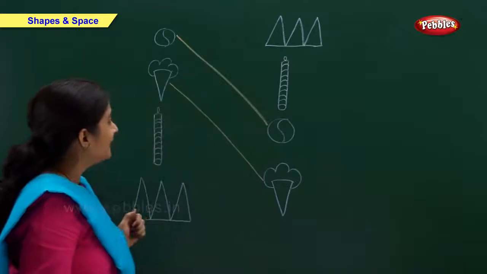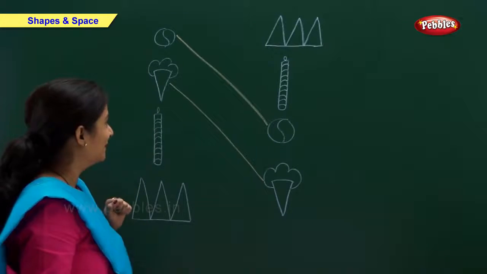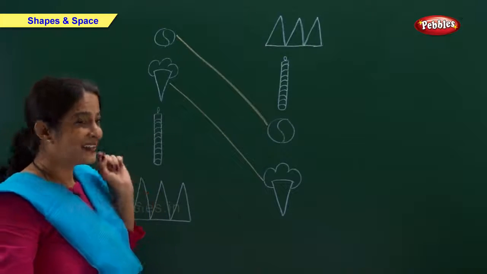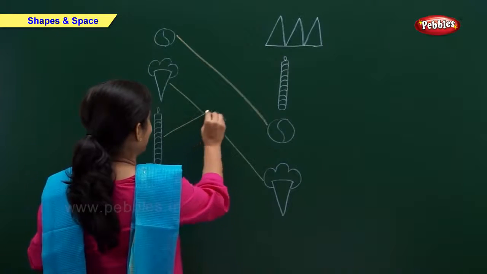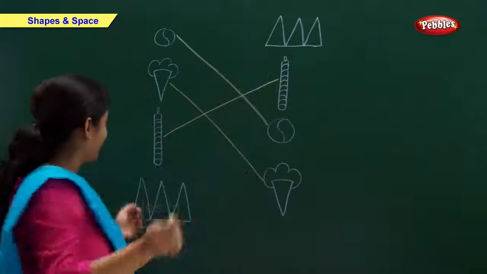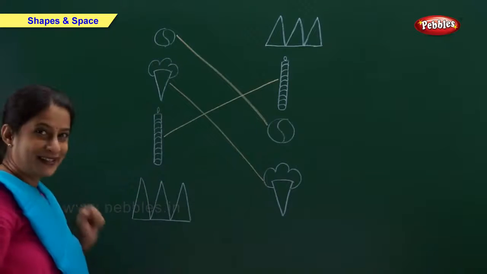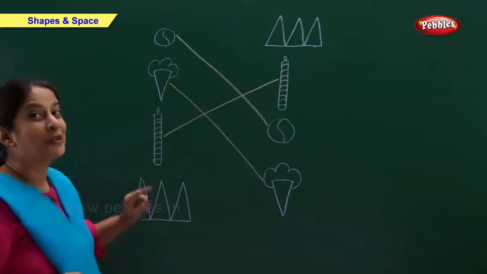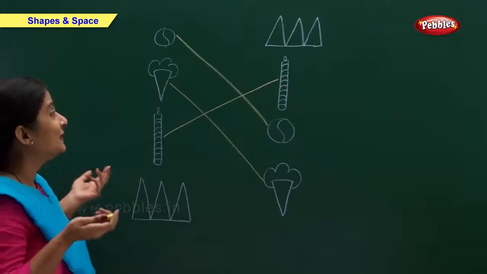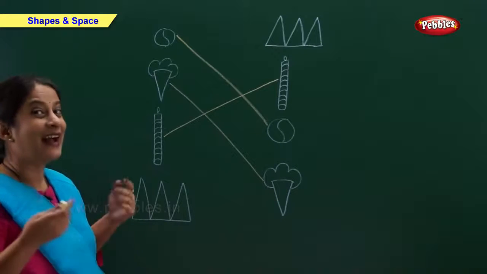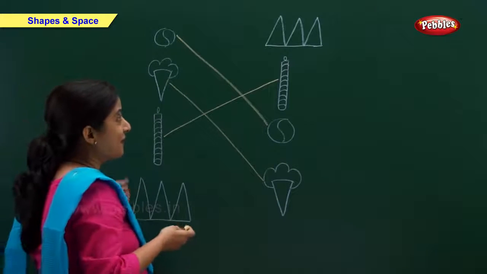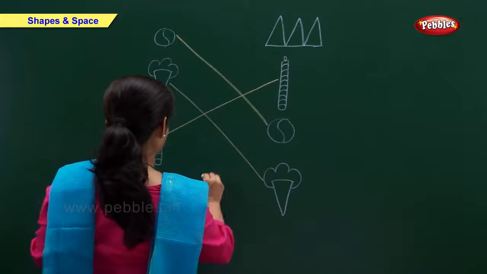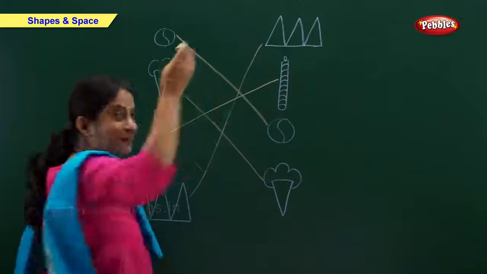Is this a candle? No. Is this a candle? Right, it's a candle. So let's match. And what are these? Can anyone tell me? Right, mountains. So let's find mountains and match. Oh, we found mountains on the top. So let's match. Mountains.